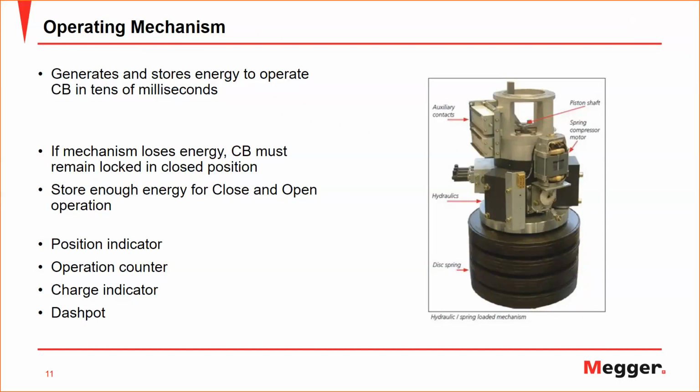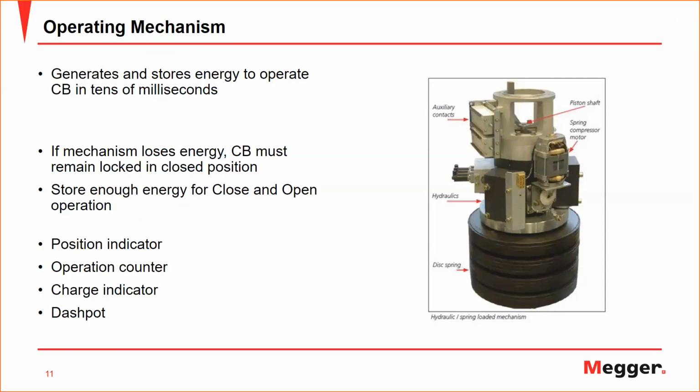So there are a lot of things built into the mechanism to protect against these types of conditions. For example, a position indicator, and an operation counter showing how many operations have been done. What is the state of charge of the mechanism? It's fully charged, not fully charged, or fully released. And there are some components, called dashpots, that hold the mechanism after each operation ends, to absorb any excess energy after a successful open or close operation.